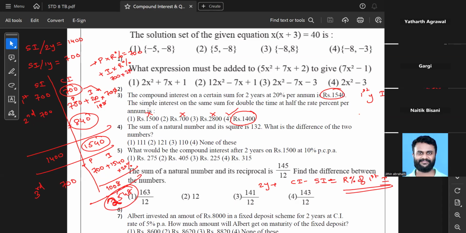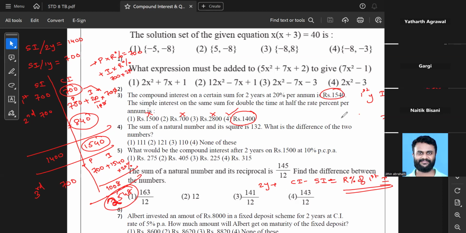Now I don't know how much it is. So what do you do? Take a round figure, or you consider 770 only. Now the difference between CI and SI is basically the rate of interest on the first year's interest. So what is the rate of interest on 770? 770 when you multiply by 20%, that is the rate of interest.